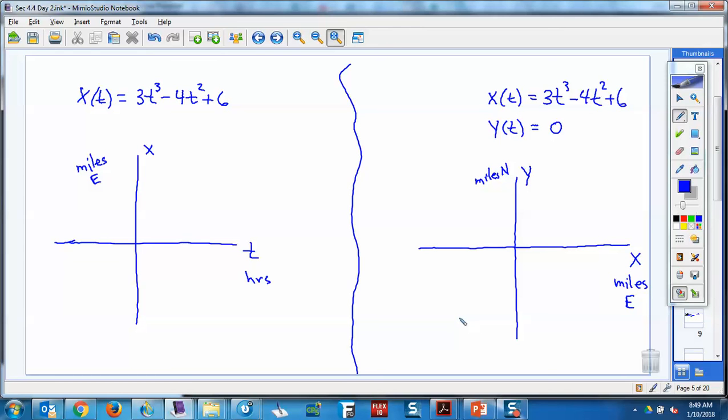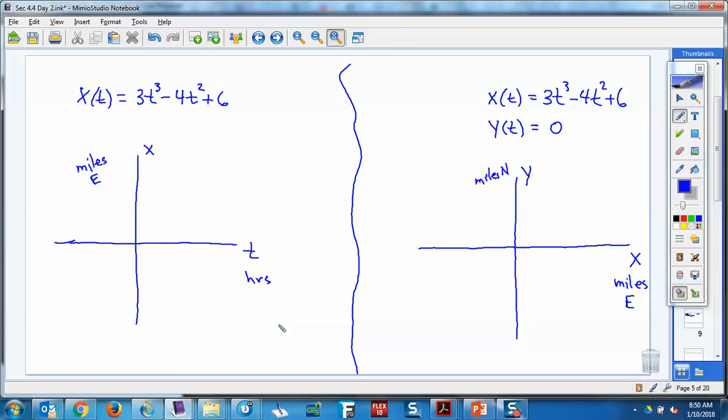Maybe we need to turn off or delete those other ones. I don't know if they'll still show up, so you might have to go in and delete those. But let's put this in function mode. Remember, you can't use t's, you have to use x's. And let's find a decent window here. 3x cubed minus 4x squared plus 6.